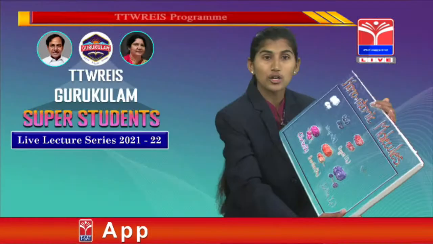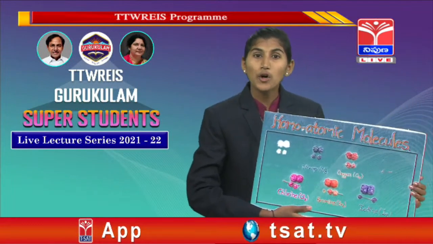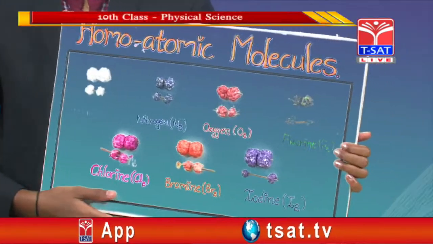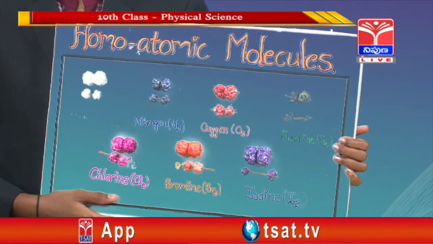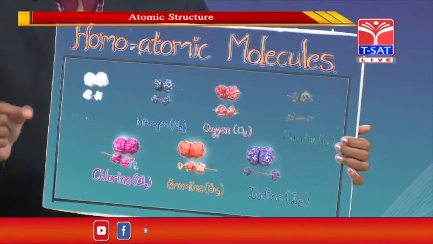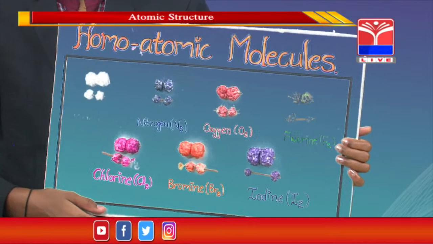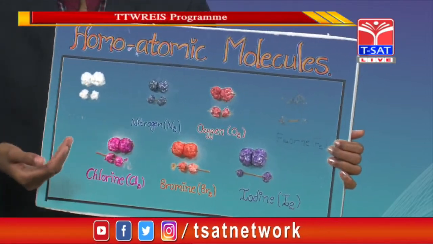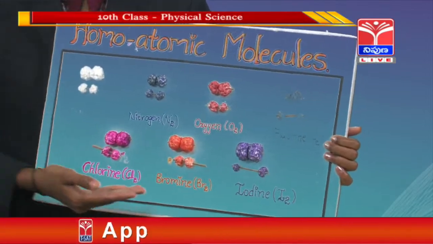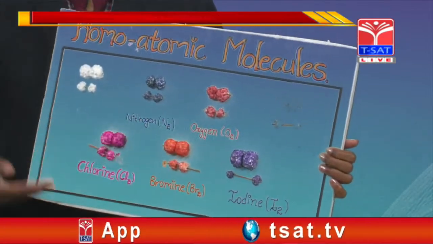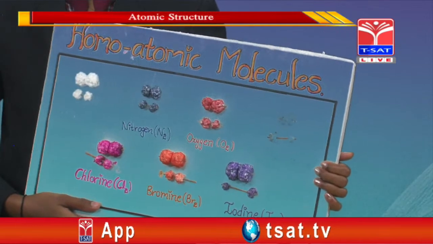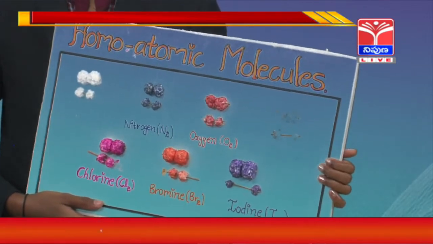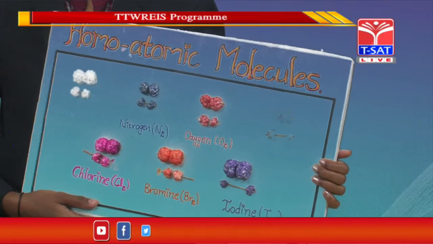Firstly, homoatomic molecules. Homoatomic molecules means the atoms will be the same, which means these molecules contain identical atoms. Those are called homoatomic molecules, like nitrogen, chlorine, bromine, oxygen, like this. The elements which we see in the periodic table all come under homoatomic molecules.